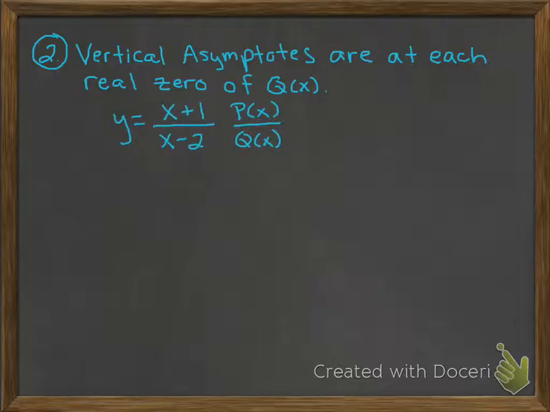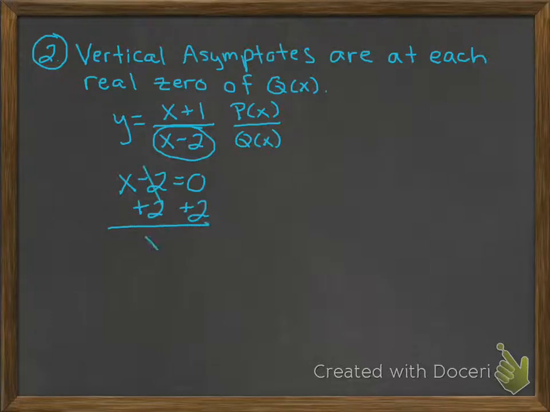Our function was x plus 1 over x minus 2. Over here to the side, I just reminded us which part of the fraction means p of x and which part means q of x. So we are going to look at the denominator, and we are going to find the real zeros of it, which means that we are going to set it equal to 0. I'm going to do that right down here. To solve this equation, I'm going to add 2 to both sides.